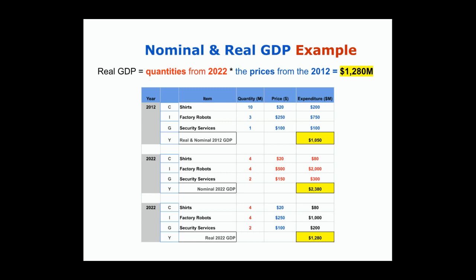And so now when we look at real GDP for 2022, it's increased, but not by as much as it looks when we just do the nominal GDP. So the real GDP gives us a better idea for how much production has changed by removing, isolating, or eliminating the changes in prices.